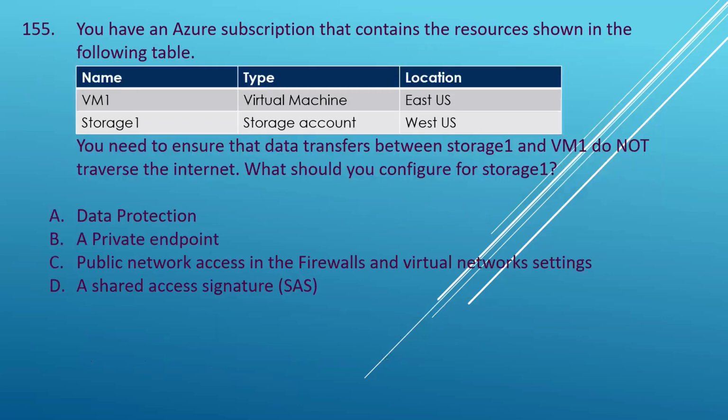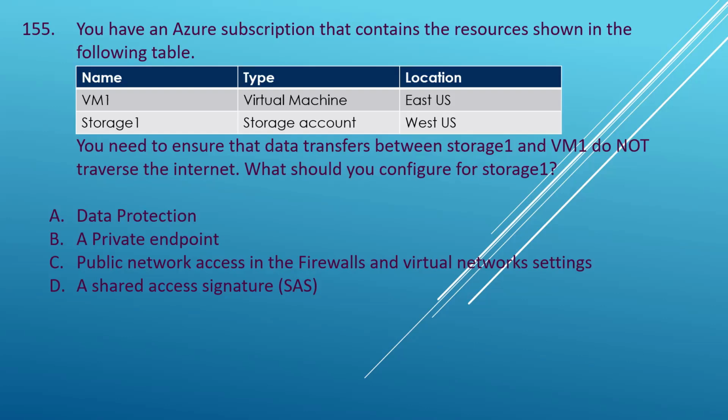This is question number 155. You have an Azure subscription that contains the resources shown in the following table. Here you have two resources which are named as VM1 and storage 1 of virtual machine and storage account type. VM1 is hosted in East US location, whereas the storage 1 is hosted in West US location. You need to ensure that data transfers between storage 1 and VM1 do not traverse the internet. What should you configure for storage 1?